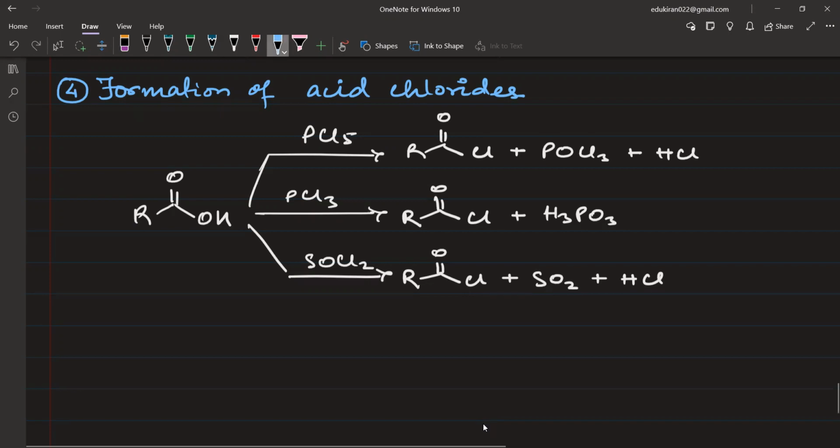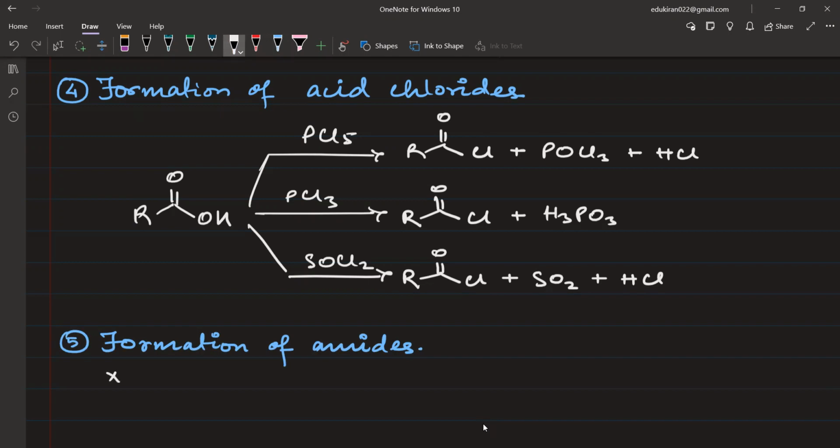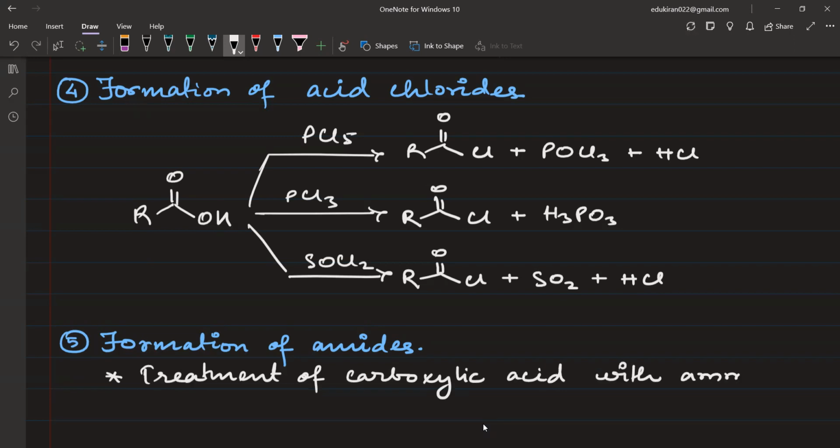Right, the fifth one, formation of amides. Formation of amides. Right here, treatment of carboxylic acid with ammonia gives ammonium salt, which on heating gives amide.